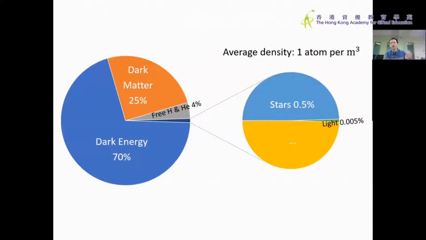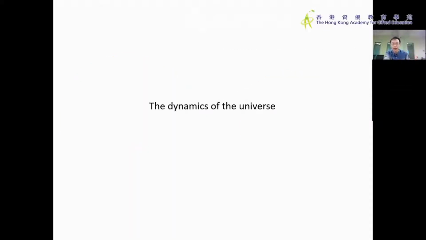And our universe is very empty. The average density of our universe is about 1 atom per cubic meter, okay? It's extremely low density. It's very difficult to imagine from our Earth, and actually it's even more difficult to imagine from Hong Kong, all right? It's just 1 atom per cubic meter. It's an extremely low energy density, and this is our universe, all right?